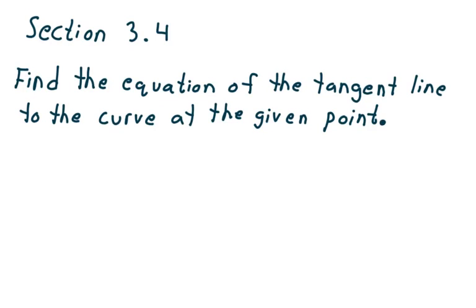This is a video from section 3.4. The directions say to find the equation of the tangent line to the curve at the given point. Let's go ahead and start with problem 57. On problem 57, we have the curve y equals 2 to the x, and the point is 0, 1, and we want the equation of the tangent line.